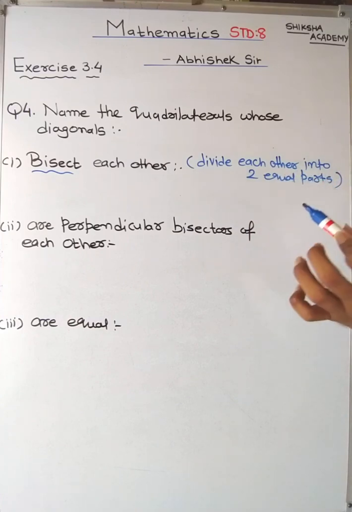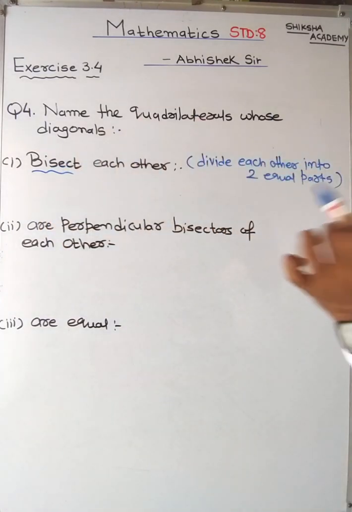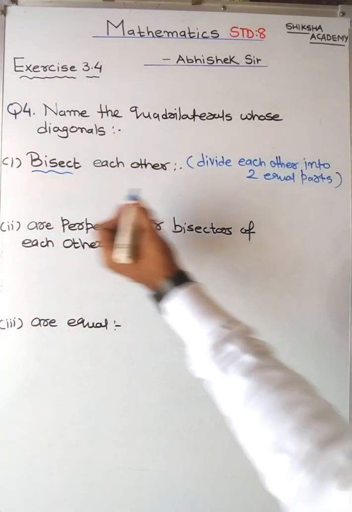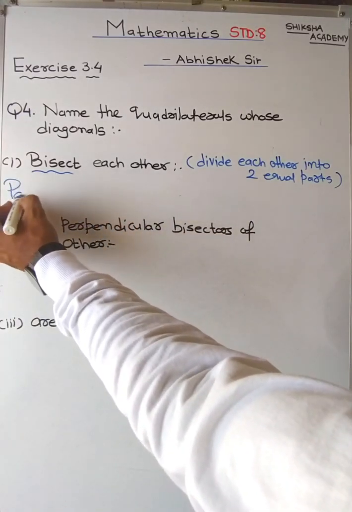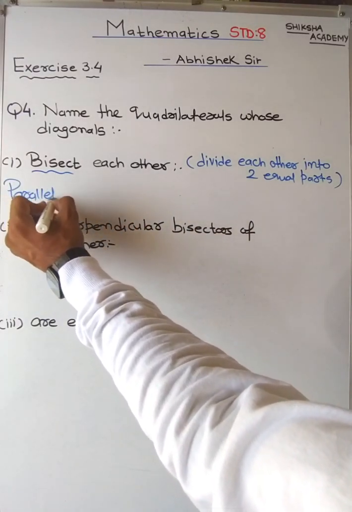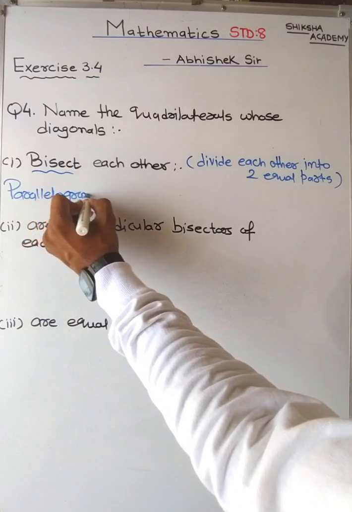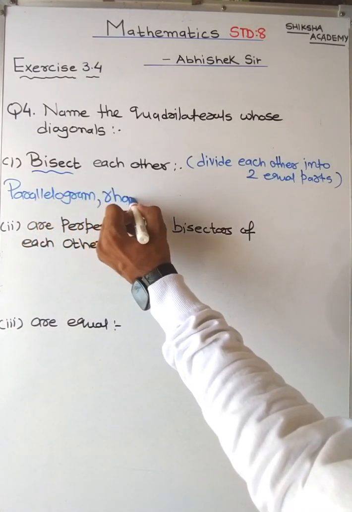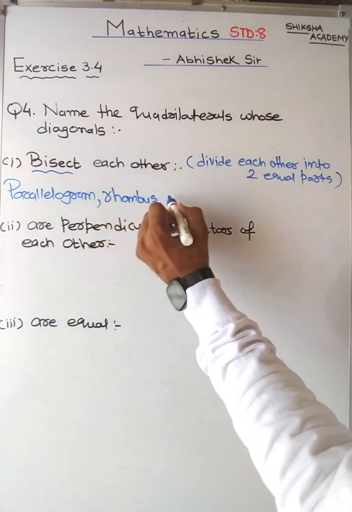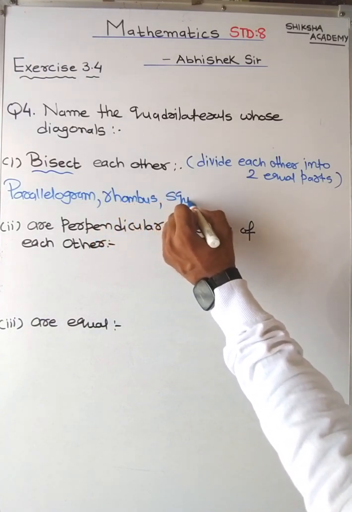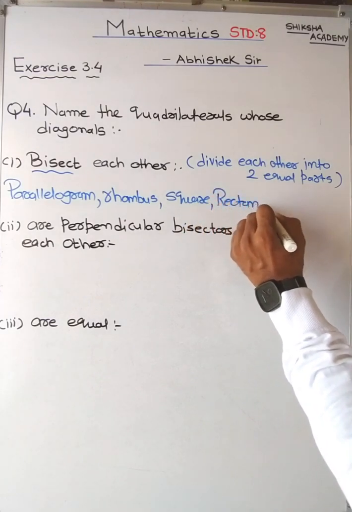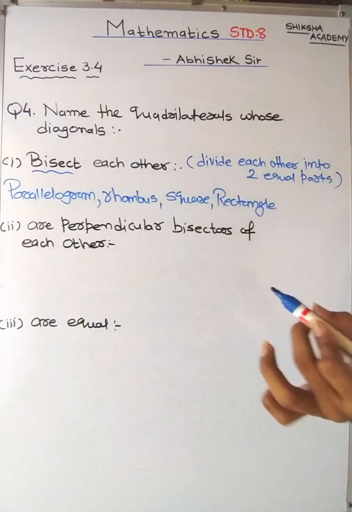So this we have to keep in mind. What do you mean by bisecting each other? They divide each other into 2 equal parts. So we have more than one answer, like it may start with parallelogram, in that also diagonals bisect each other, then it may be a rhombus as well, then it may be a square. Also in rectangle we see that the diagonals bisect each other.